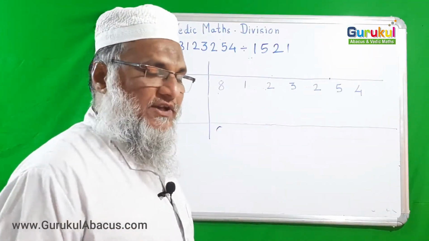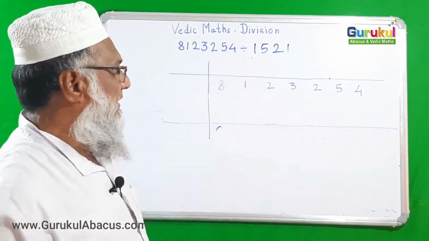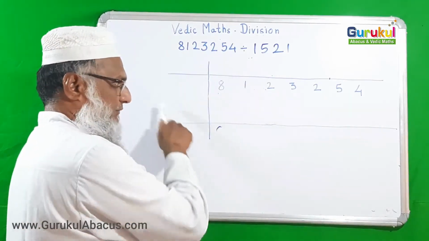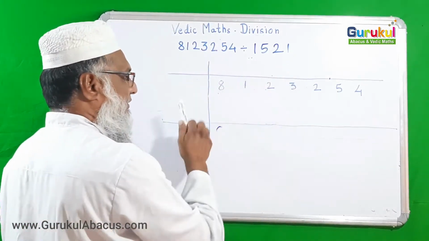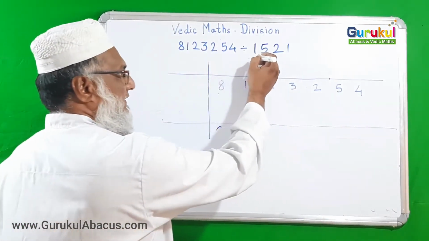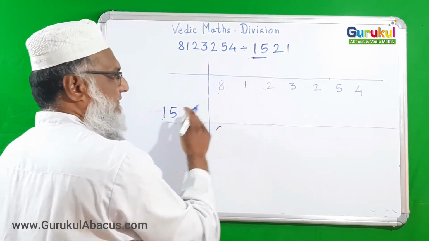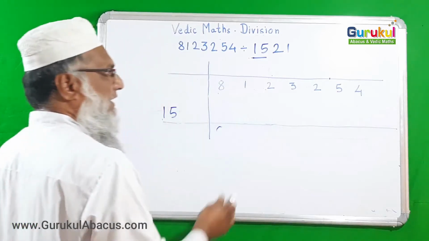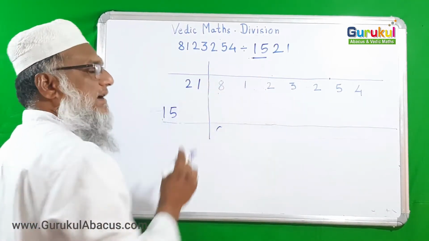Hello friend, now we are solving one more example of division. Here is the example. Already I have created a structure and written the question number here. Now the divisor I want to write here: 15, because by 15 I will divide that number, and the remaining two digits, 2 and 1, I want to take as flag digits.